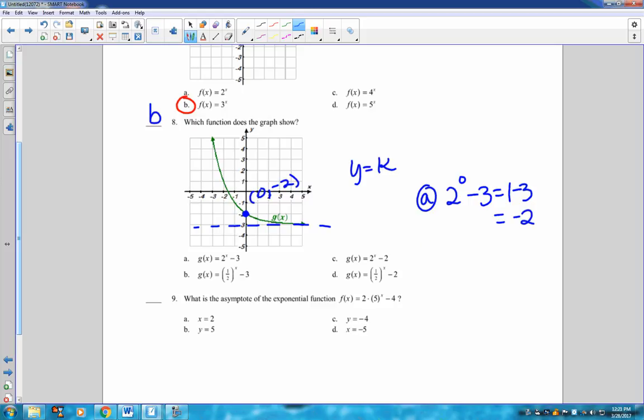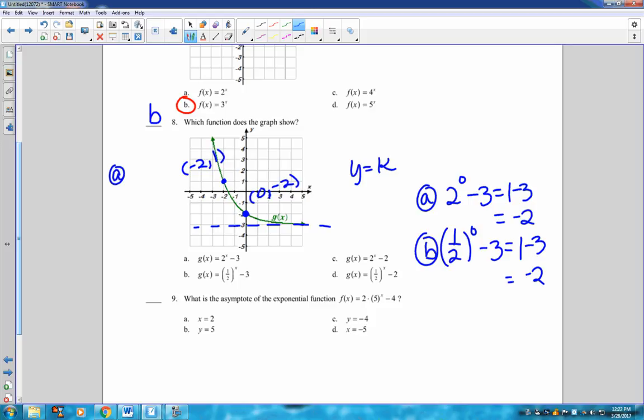And for B, if I put in a 0, (1/2) to the 0 power minus 3. That's also 1 minus 3, which is negative 2. Okay, so I need to pick another point because both of those gave me the same point. So let's pick, it looks like it goes through (-2, 1). All right, so now I'm going to put in a negative 2.